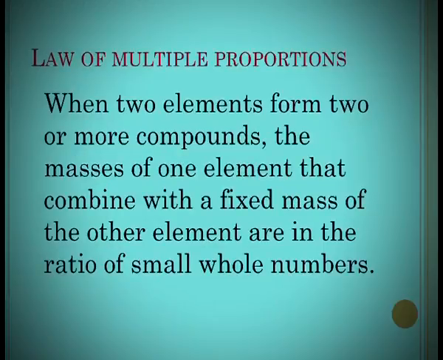When two elements form two or more compounds, the masses of one element that combine with a fixed mass of the other element are in the ratio of small whole numbers, that is the law of multiple proportions. John Dalton gave the atomic theory in which he proposed that the atom is the smallest indivisible particle of matter. Atoms of the same element are all identical, while atoms of different elements differ. Atoms of different elements combine in a simple whole number ratio to form a molecule.